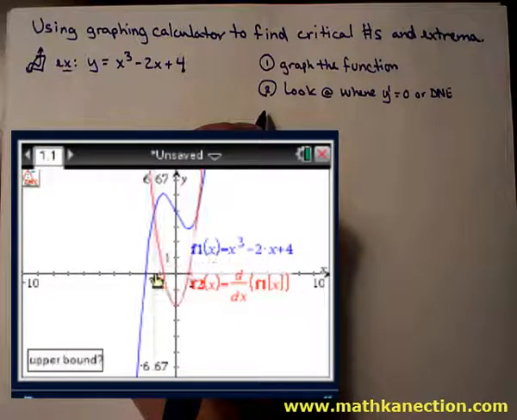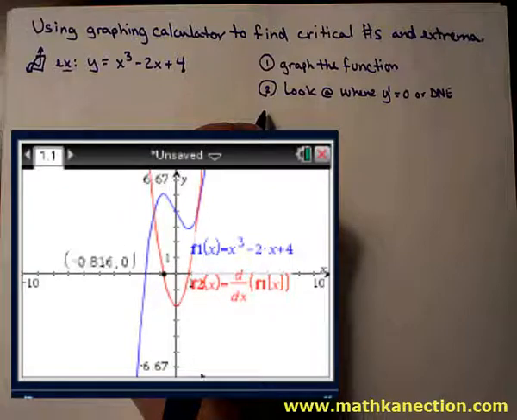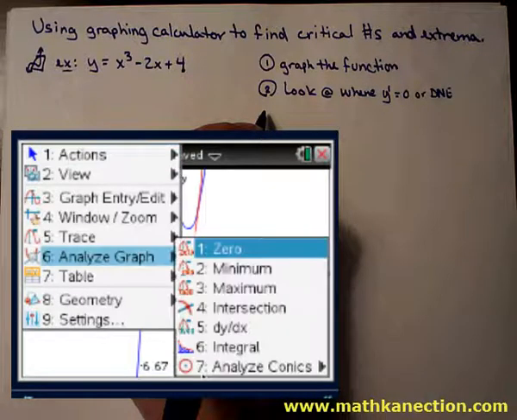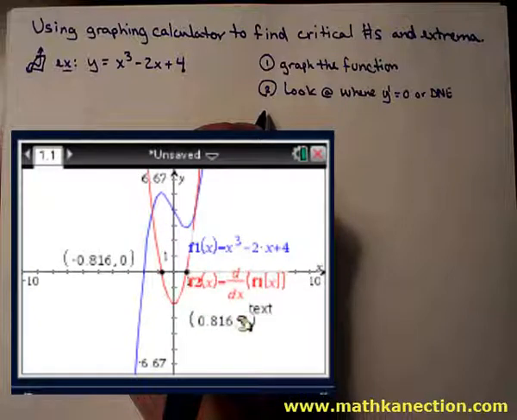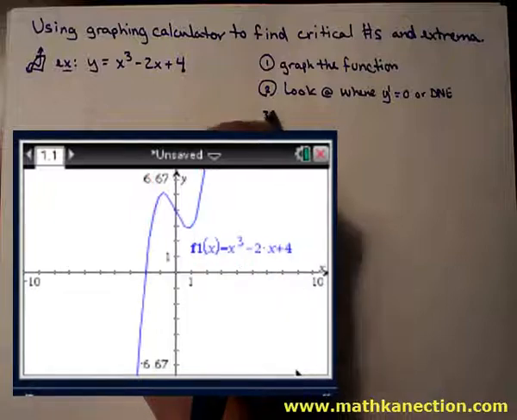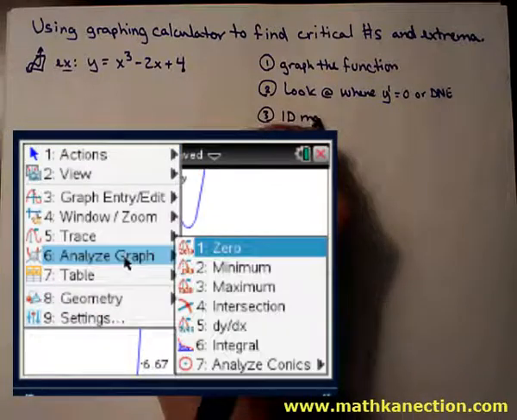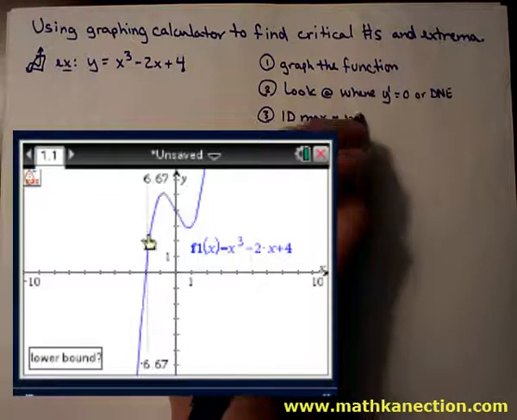Getting the graph's derivative at 0, that's the location negative 0.816, and getting the other 0 on that derivative graph. And the other 0 is 0.816, so those are the two critical numbers. Then the third thing you want to do is to analyze where the maximum and the minimum are located.